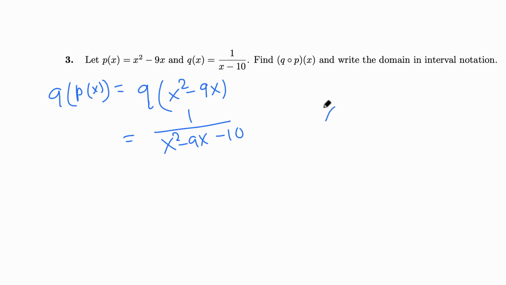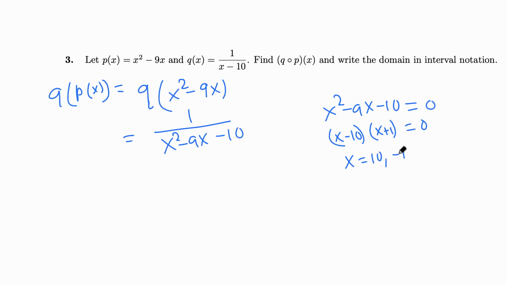Now we need to find the domain, and we have a rational function, so the bottom cannot be 0. For the domain, x squared minus 9x minus 10 cannot be 0. Let's look at where this is 0. We can factor: x minus 10, x plus 1, so x equals 10, negative 1. So for 1 over x squared minus 9x minus 10, the domain of the composite function has no restriction earlier, just from this: x cannot be 10, cannot be negative 1.